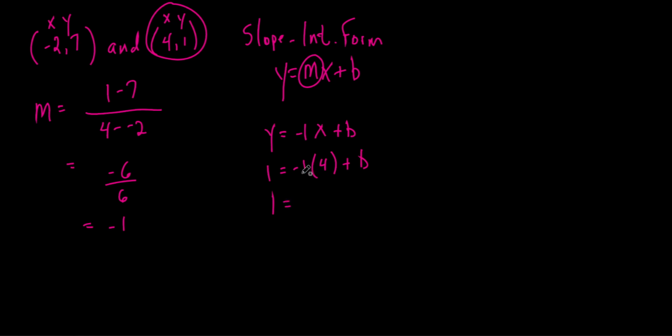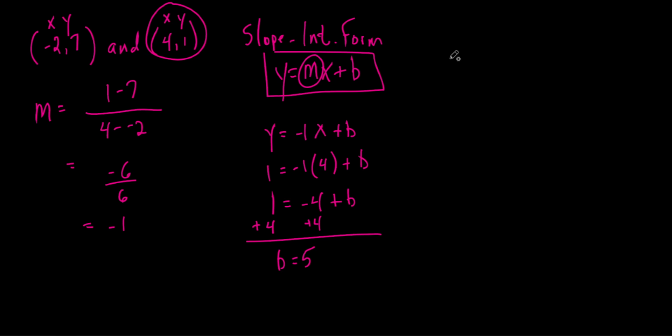1 equals, what's this? Negative 4 plus b. One more step when we got b by itself. Just add a 4 to both sides. And so what's b equal to? b equals 5. So how do I write my answer? Remember, I want to write my answer in slope-intercept form. So I'm going to write y equals, what was my slope? Negative 1, okay, and then x. What's my y-intercept? Positive 5, so I put plus 5.